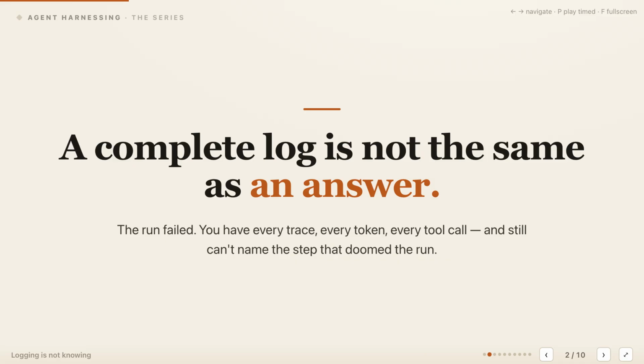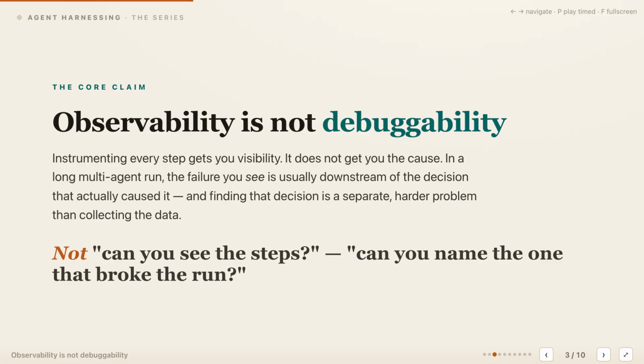Collecting the data is the easier half of this problem. Turning that data into a causal explanation is the harder half. Observability gives you visibility into the run, while debuggability helps you isolate the decision that produced the bad outcome.